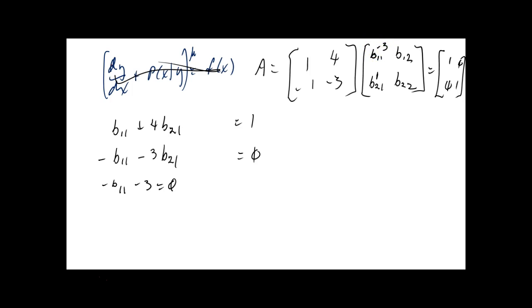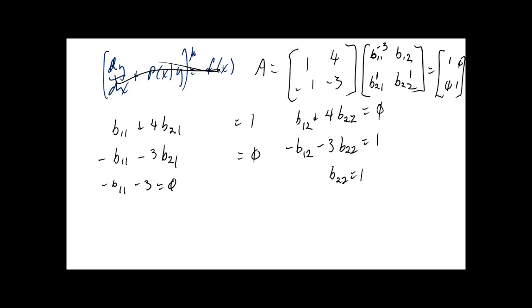All right, go on and do the other row. And what would the first be then? B12 plus 4B22 equal to? It was 0. Okay. And then negative B12 minus 3B22 equals 1. Again, add these and what do you get? B22 equals 1.